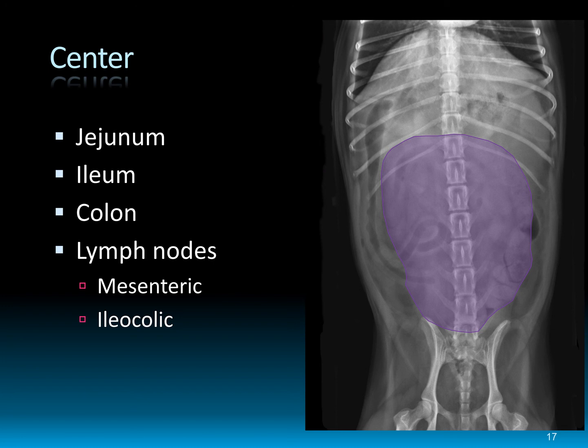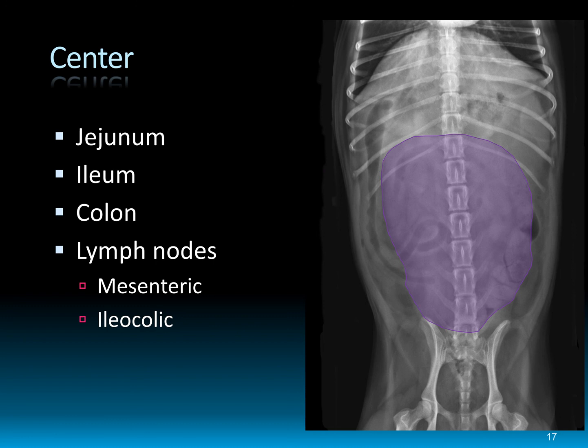So we've hit the 4 quadrants. Now it's kind of time to go back and hit the GI tract and everything in the middle. So I really hit the duodenum already with the right quadrant. So then you've got mostly jejunum, a little bit of ileum, the colon, and then don't forget the mesenteric and ileocolic lymph nodes that live in here as well.